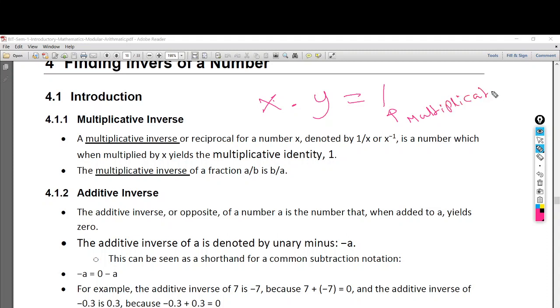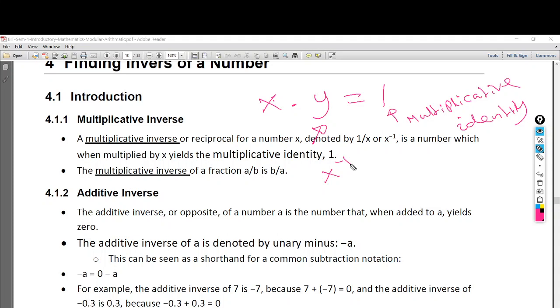the multiplicative identity. You know what identity is? Identity means 1. So if you multiply a number by another number and you get the multiplicative identity, then the second number is called the multiplicative inverse, or you can just say it is x to the power minus 1. That is how you define the multiplicative inverse.